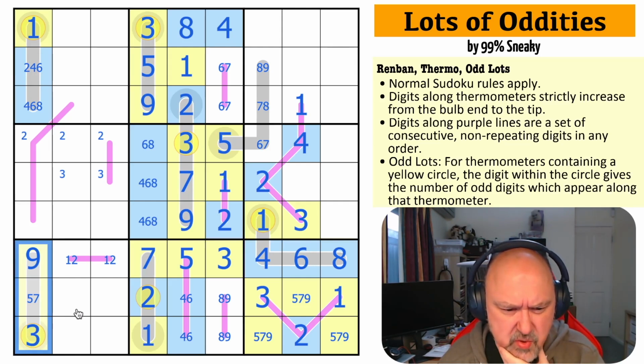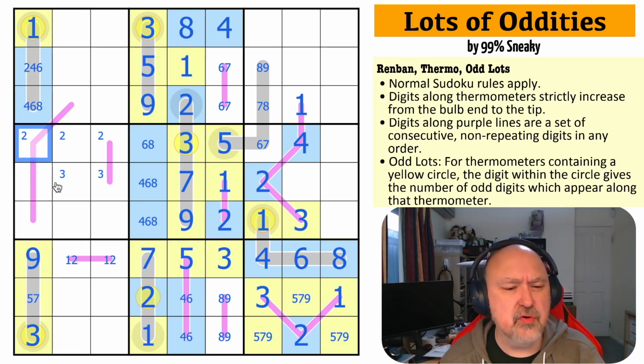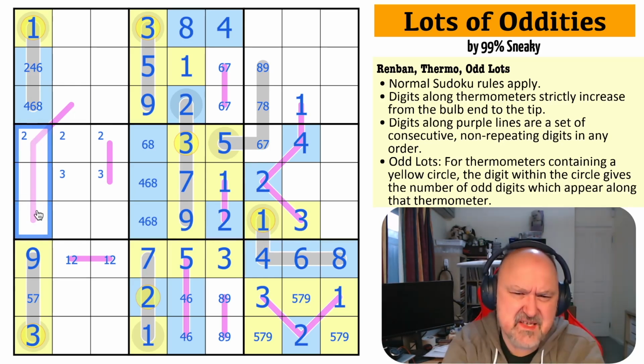So what's the twist? I've got one odd digit on this, and it's 5 or 7. I've got to put a 5 or a 7 on this. That could still be 2, because I could go 2, 3, 4, 5 in here. So that's still possible.